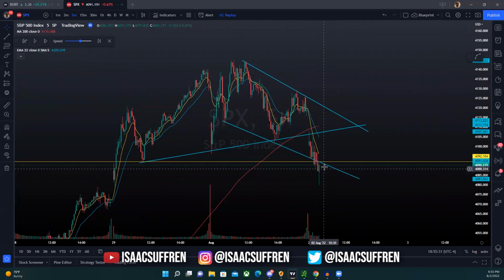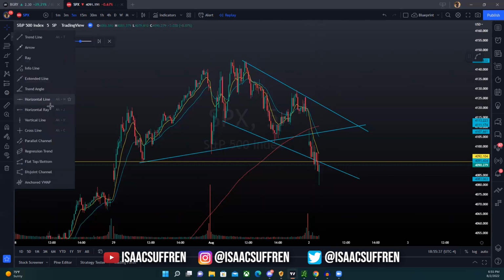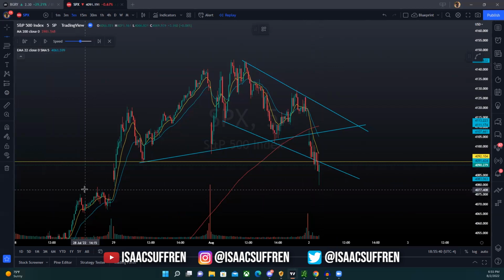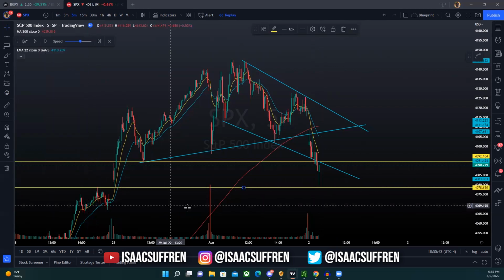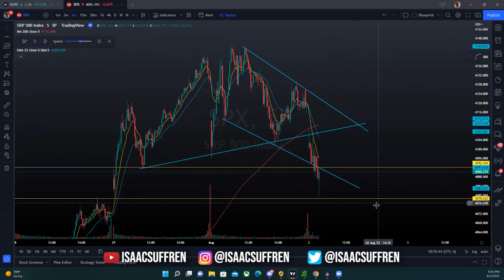Right, boom. We broke below. As you can see, you know, buyers stepped back in. But is it a surprise that buyers stepped back in? Not really. You know why? Because we did have a level right here around 4078.